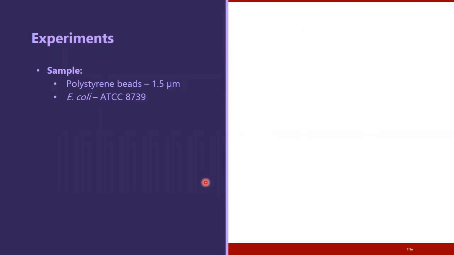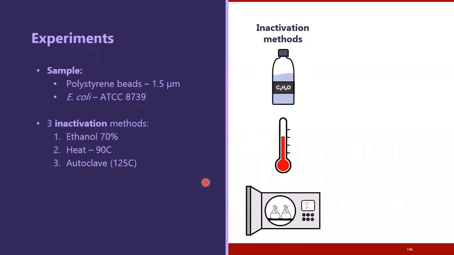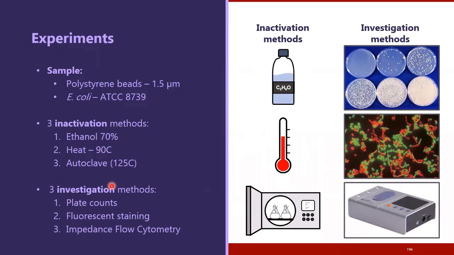Now, we wanted to see how impedance flow cytometry measures viability of bacteria. So we used a strain of E. coli that is culturable, and we inactivated the strain by 3 methods: either by adding ethanol to the bacteria, heating it at 90 degrees, or doing something radical, autoclaving it at 125 degrees. For each of these inactivation methods, we checked the viability of bacteria using 3 methods: plate counts, where we simply, after inactivation, try to grow the bacteria on the proper plates.